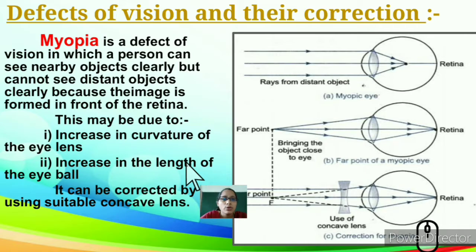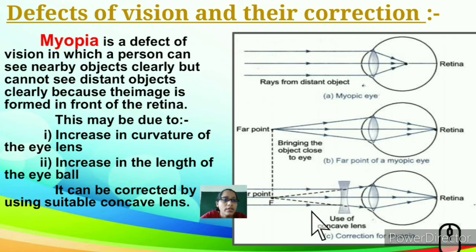Here in myopia, the person can see only the nearby objects. He is able to see nearby objects, but far off or distant objects are blurred or not clear. That is, the image is formed in front of the retina. You can see here, this is the retina. The image doesn't reach the retina; it forms in front of the retina.